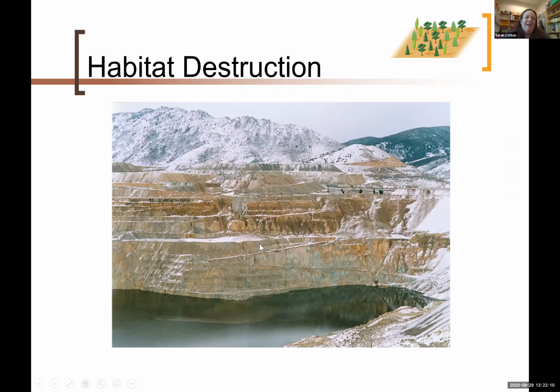So what are all the bad things that people do? Here's the list. All right. So one is just straight up habitat destruction. So what does that mean? It can mean all kinds of different things. And so mostly I just want to show you some pictures of some examples.